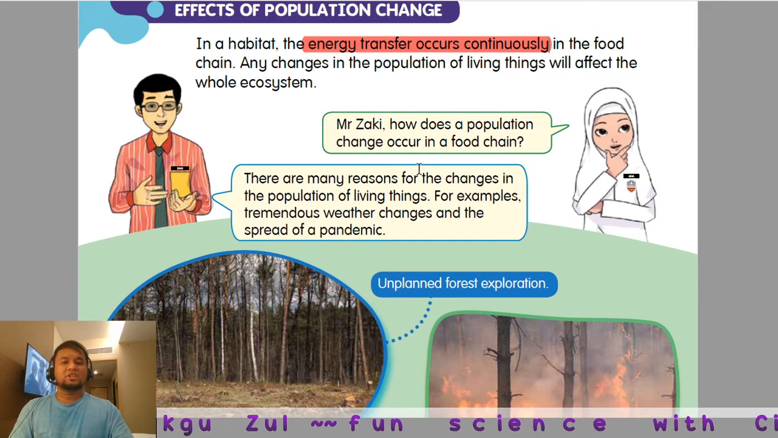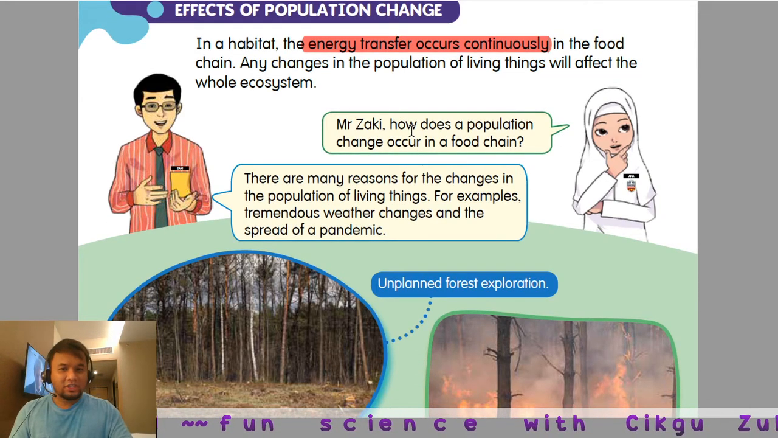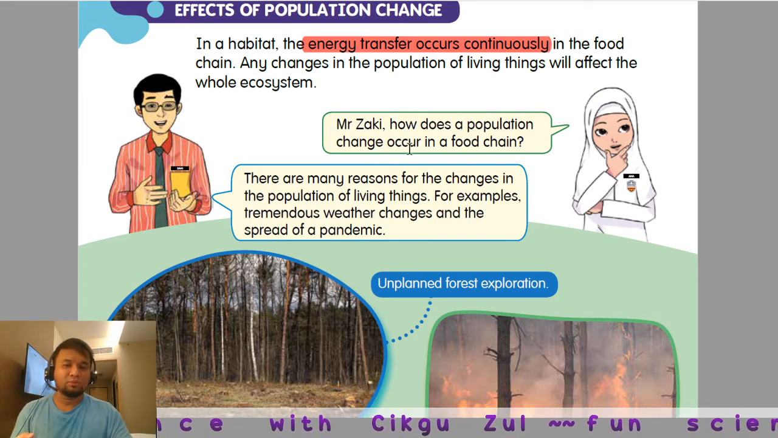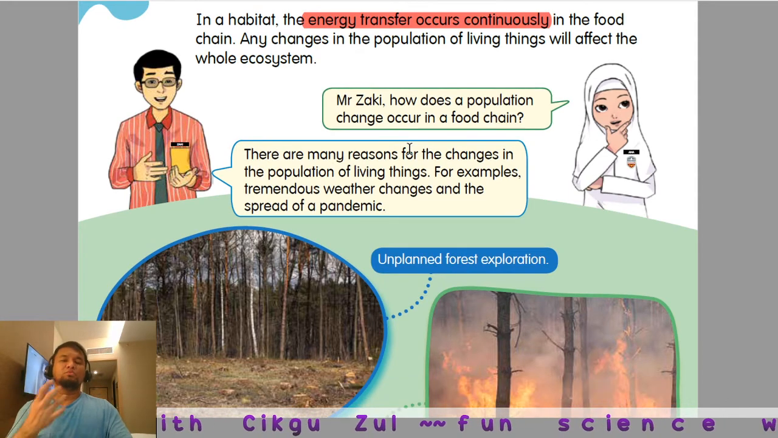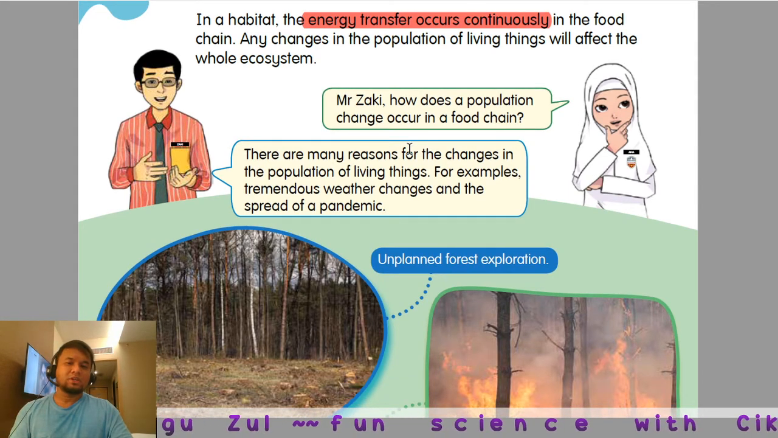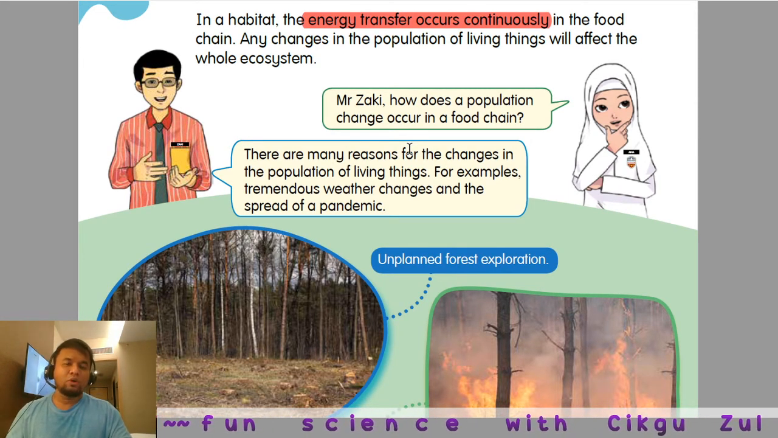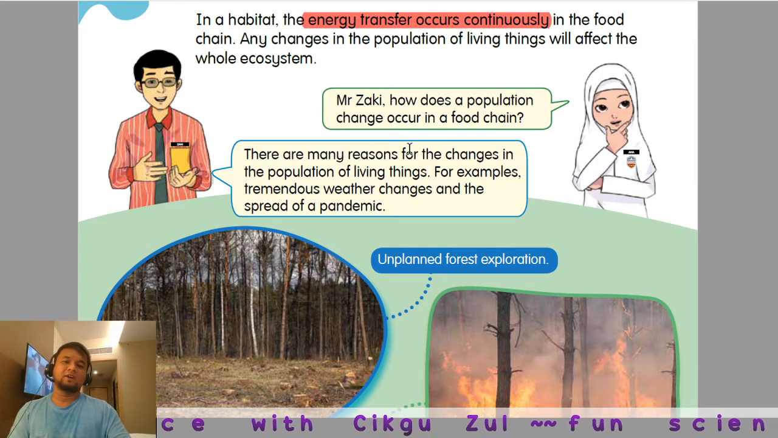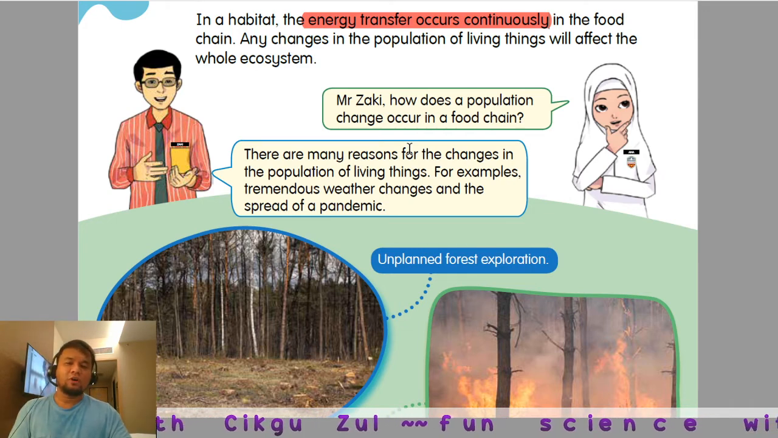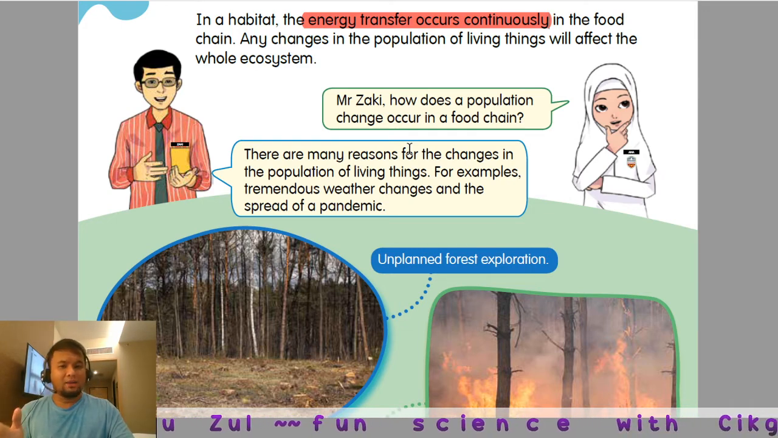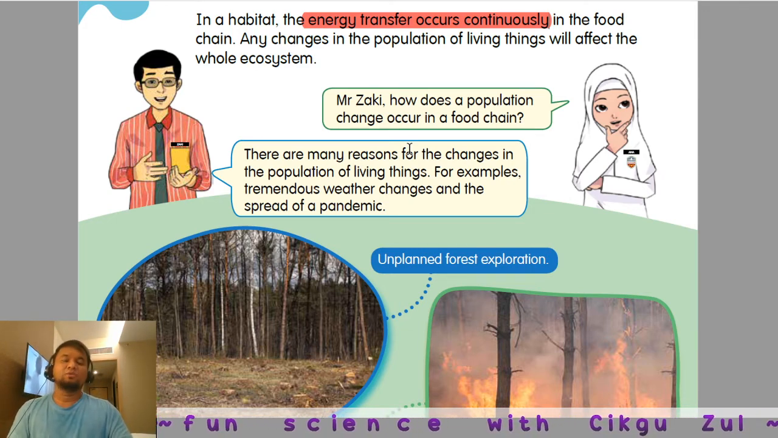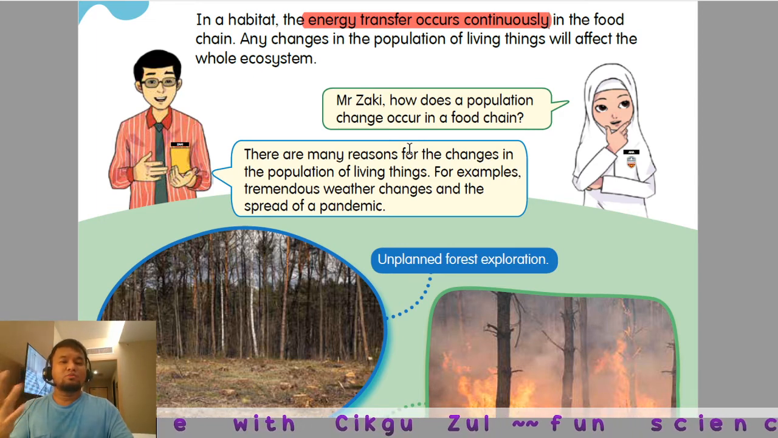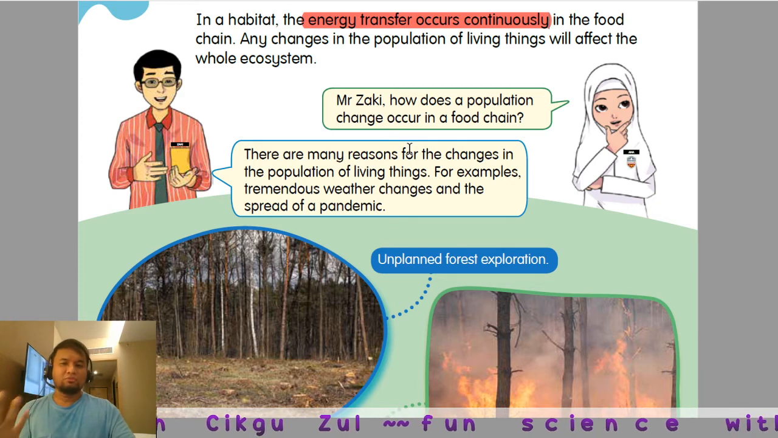Okay, so dia tanya dengan cikgu dia, how does a population change occur in a food chain? Macam mana boleh berlakunya perubahan populasi ini? Okay, populasi itu, in a simple word, we can say that is amount or quantity. Population tu ialah jumlah. So when I say a population of human, so jumlah manusia. When I say a population of pupils, jumlah murid, populasi murid.